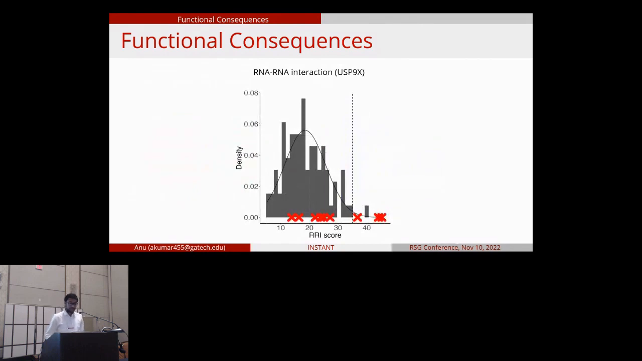Another possibility of decolocalization can be due to RNA-RNA interaction. We found a few genes whose decolocalization may be explained by RNA-RNA interaction. Here you see a result for one gene, USB9X. We calculated the RRI score from RNAplex software, and all the red crosses denote the decolocalized pairs in which at least one of the genes is USB9X. A score above 35 means they are interacting. You can see these red crosses are higher in number compared to the background distribution.